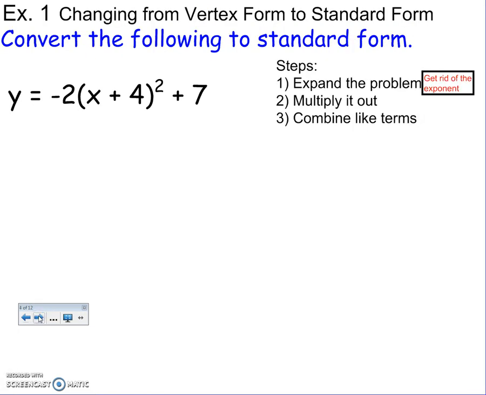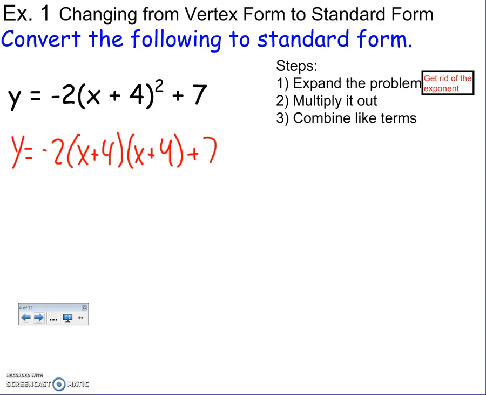Alright, so changing from vertex form to standard form, there are 3 steps I wrote on the side. The first is to expand the problem, meaning get rid of the exponent. Y'all know that squared power means to write that thing in parentheses twice. So this is really y equals -2, parentheses x plus 4, another parentheses x plus 4, and plus 7 over here. So this is something times something times something plus something. This is triple multiplication. Make sure you do 2 at a time.